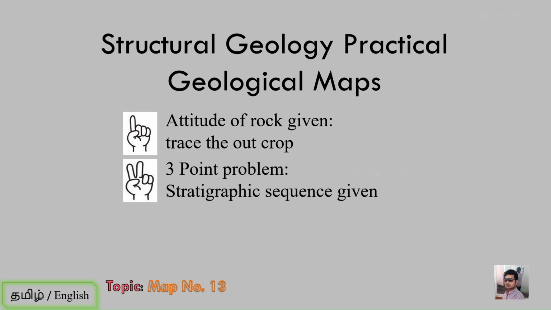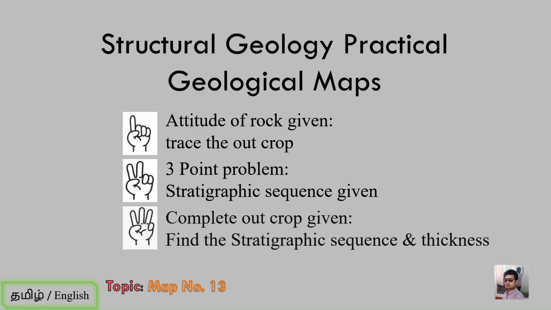And the second set of questions is like the 3-point problem. That is, there will be 3 points of a particular outcrop in a map. From those 3 points we have to complete the map. Not only that, with that we also have to complete the stratigraphic sequence that is given in the question. So these are the 2 things that we have done so far.